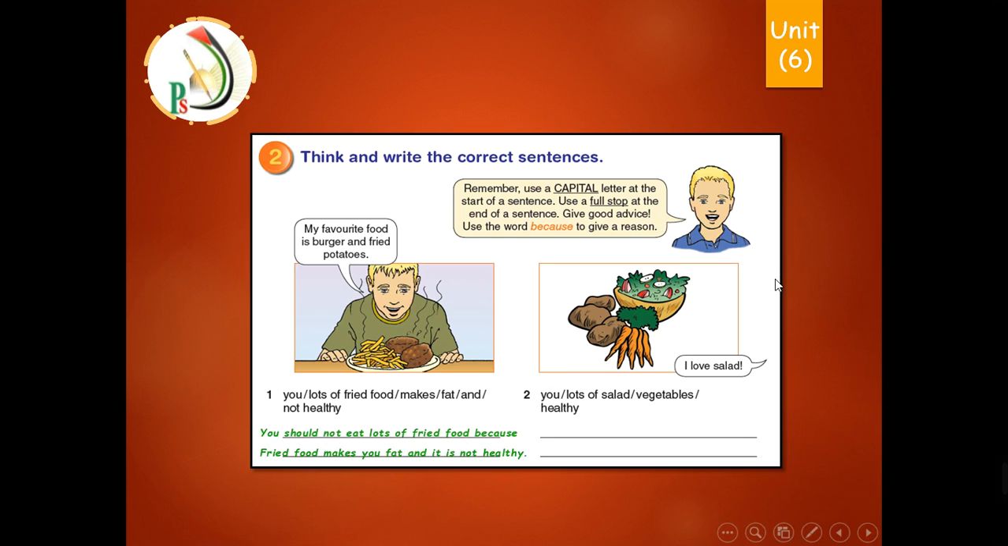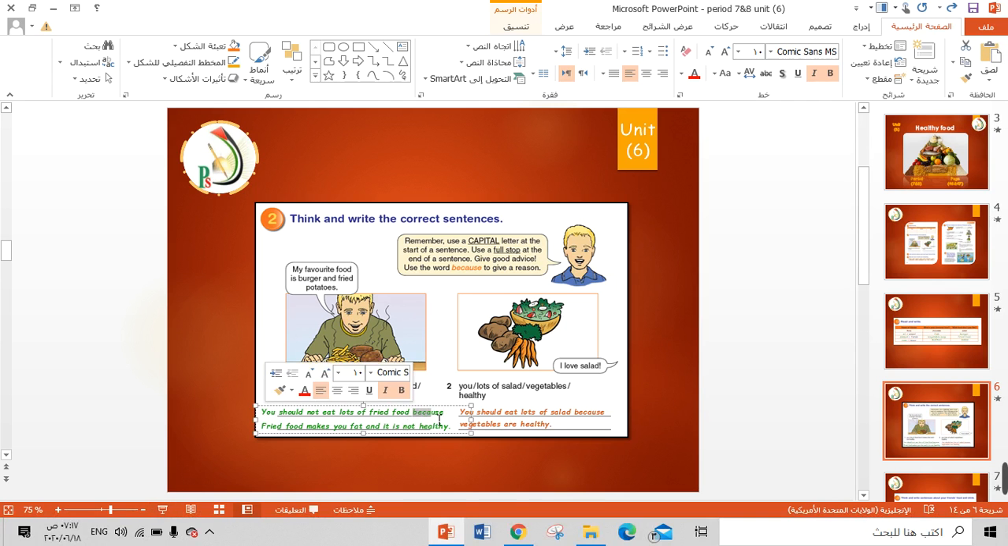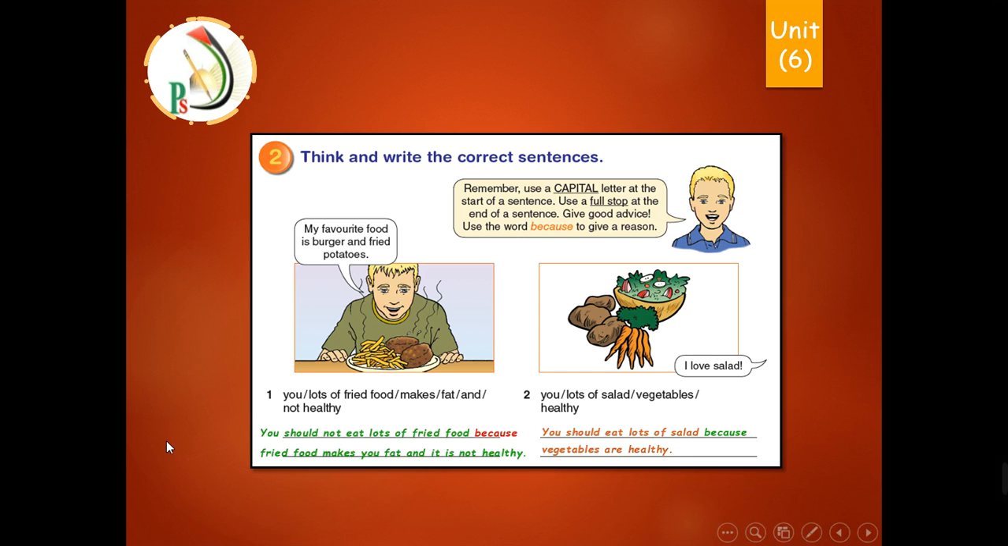The second one, pause the video and try to answer it by yourself. You, lots of salads, vegetables, healthy, and then check your answer. We have to use because to join between the two sentences. So let's see. You should eat lots of salad because vegetables are healthy. Okay, this is an example of using because in advising someone about what they should and shouldn't eat. Okay, pause the video, write the correct answer.